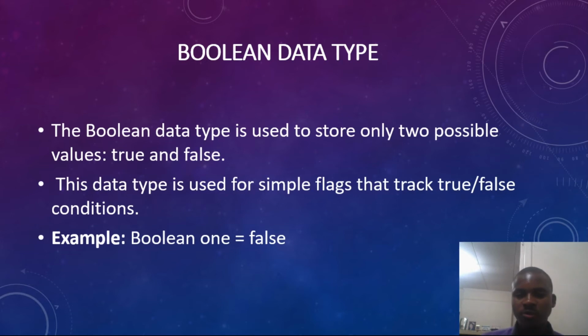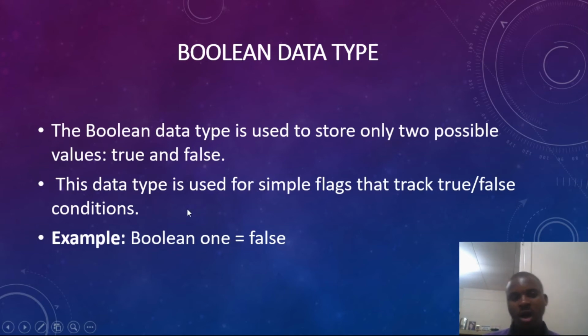This data type is used for simple flags that take true or false conditions. So if it is true, let's do this. If it is false, let's do this. Or for a certain flag to reflect a certain event that has happened, is it true or false? It will then return true or false if a certain event happens. So that's an example of a Boolean.